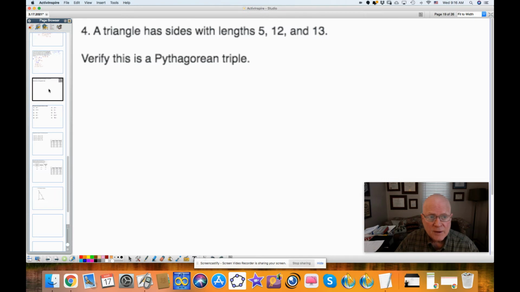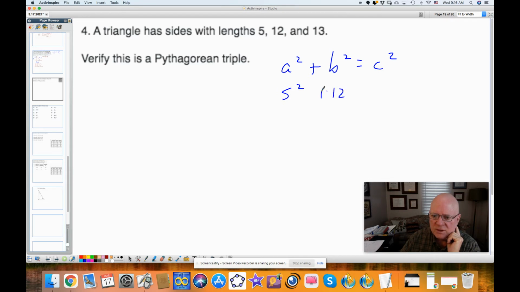Then we have this one. The triangle has sides with 5, 12, and 13, verified as a Pythagorean triple. If it is a Pythagorean triple, then a squared plus b squared is equal to c squared. So 5 squared plus 12 squared, is that equal to 13 squared? And do you recognize this as a Pythagorean triple? You probably should recognize it as a Pythagorean triple. Yes, it is true. 13 squared is 169.